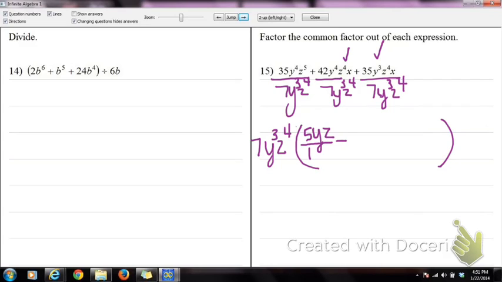42 divided by 7 is 6, positive 6. Where are there more y's? The top, how many more? 1. The z's actually cancel because they're equal. And then the lonely x stays on the top.